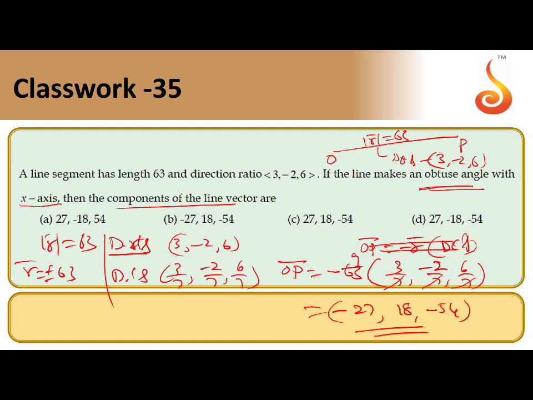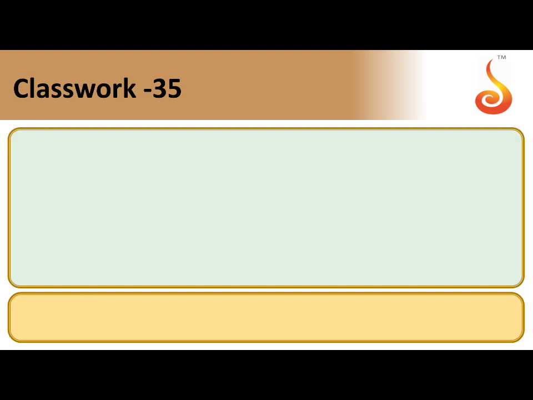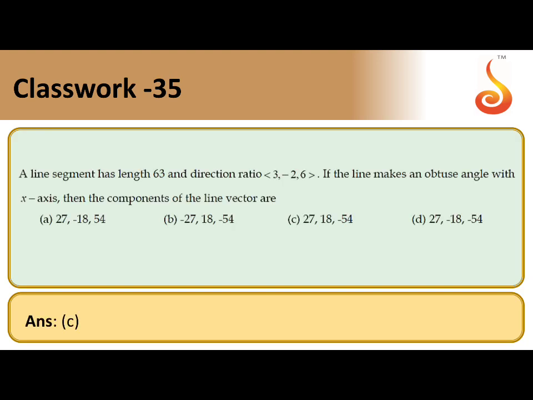Look at the options, which option is matching. So the components of the vector are minus 27, 18, minus 54. Option B is matching with this. Check the answer. They have given C, but that is wrong. B is correct because an obtuse angle with the x-axis means the x component must be negative. That is minus 27, only one option. That is the answer.